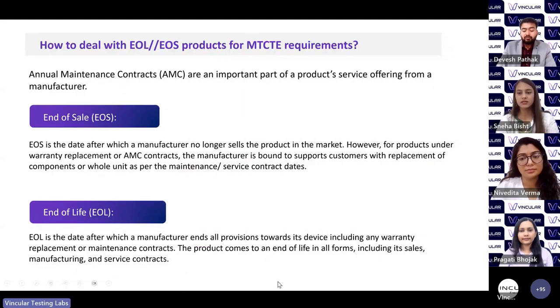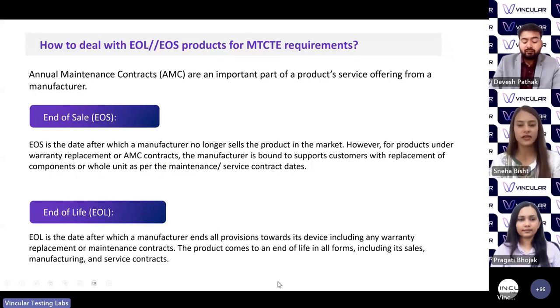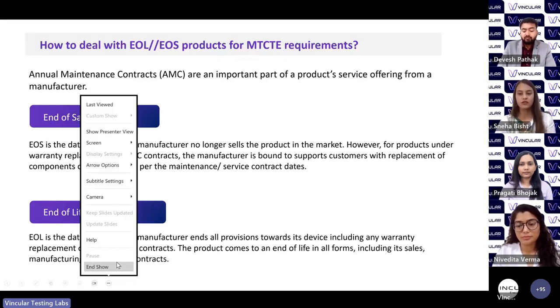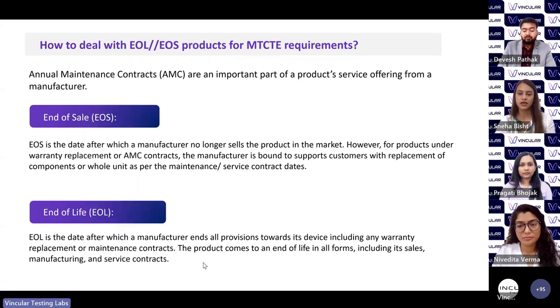To understand the AMC requirement for end-of-sales devices covered under MTCTE, let us first understand what exactly is an end-of-sale or an end-of-life device. Now, end-of-sale actually refers to the date after which a manufacturer no longer sells the product in the market or no longer manufactures it. However, for products covered under warranty replacements or AMC contracts, the manufacturer keeps some spare units of its inventory such that it can support customers with replacement of components or whole unit as per the maintenance or the service contract dates. In a similar manner, end of life is the date after which a manufacturer ends all provision towards its device, including any warranty replacement or maintenance contract. The product comes to an end of life in all forms, including its sales, manufacturing, and service contracts.